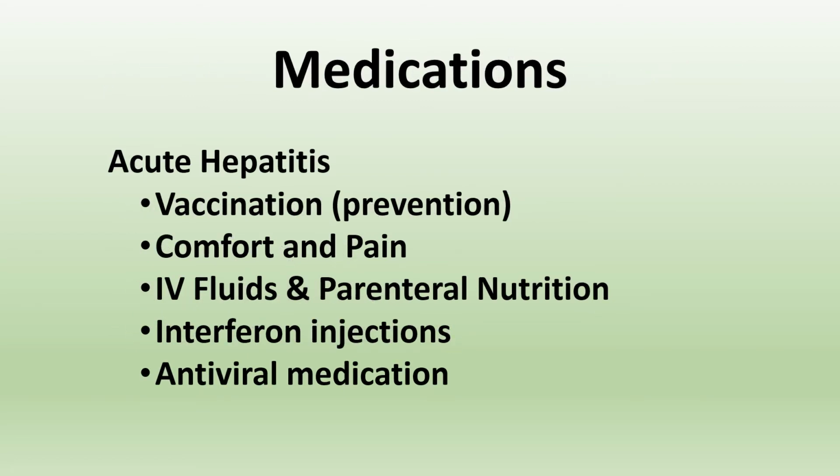Acute hepatitis medications include the hepatitis B vaccination series, which is very effective in preventing not only hepatitis B, but also hepatitis D. Newborns that are born to mothers that are hepatitis B positive should immediately be given the hepatitis B vaccine, as well as HBIG, or hepatitis B immunoglobulin, within 12 hours of birth. They're at high risk for developing chronic hepatitis.